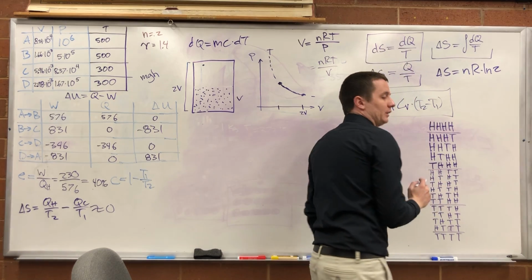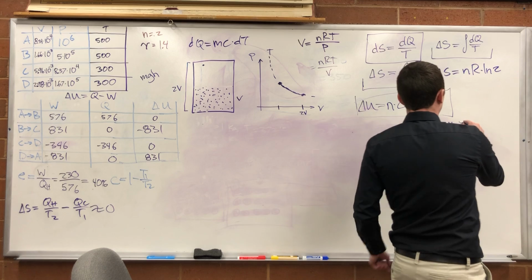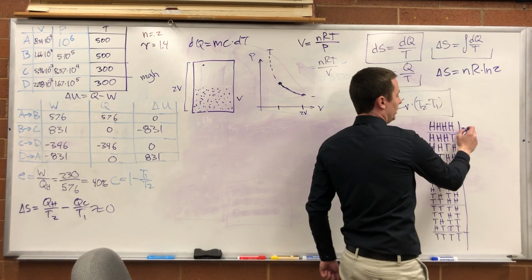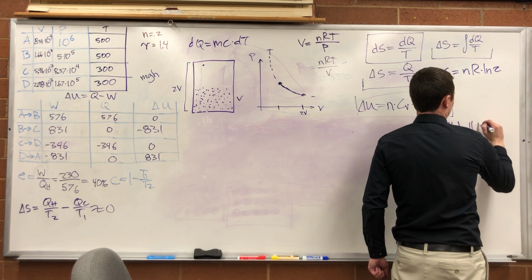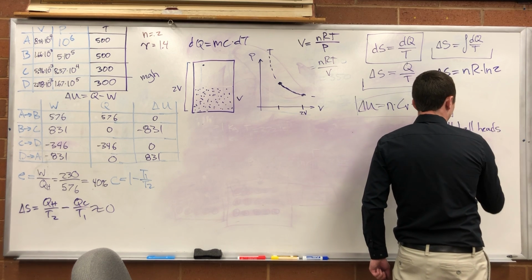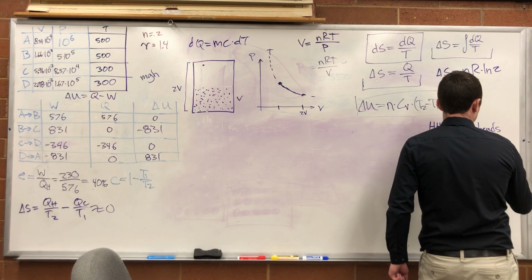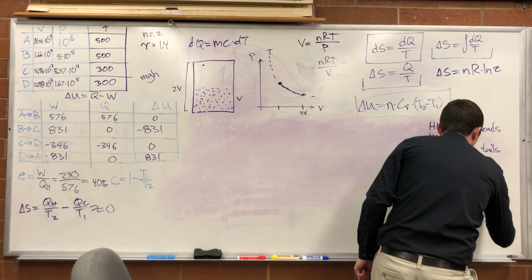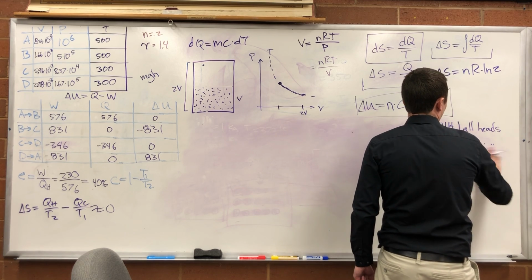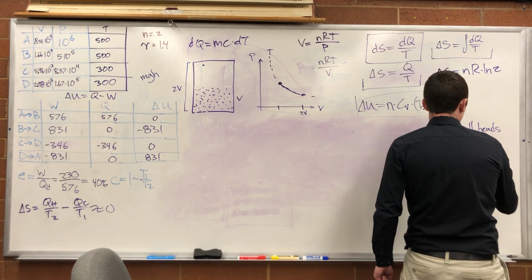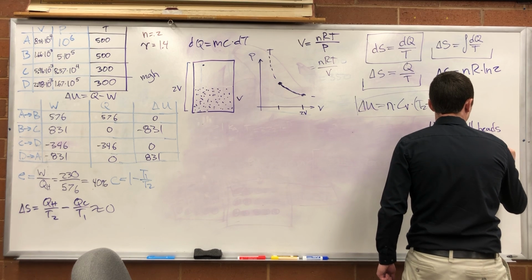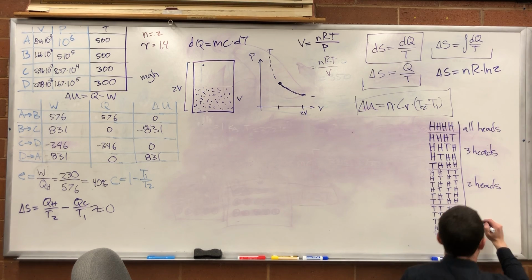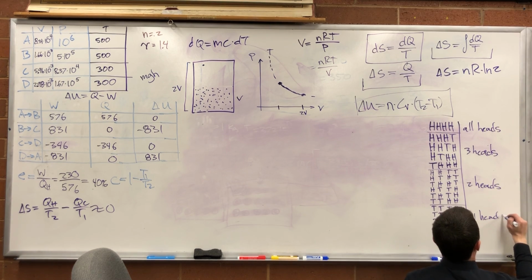Now, if I were to talk about the macro state of each of these, the way I would describe their macro state is: this one is all heads. This one is one tails. This one is two tails or two heads, whatever. Maybe you can keep it all in terms of heads. Three heads. Two heads. One heads. No heads.